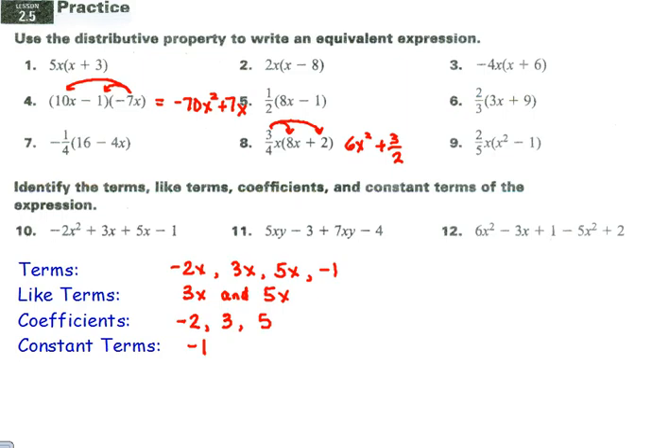I'm going to flip one more time. I would like you to practice problem number 2 on the section with distribution, and problem number 6 in distribution. And then on number 12, go ahead and give it a try. Go ahead and identify the terms, like terms, coefficients, and constant terms. Remember, if there are any questions, have them ready and available. Write them down as you are going through this lesson. Good luck.